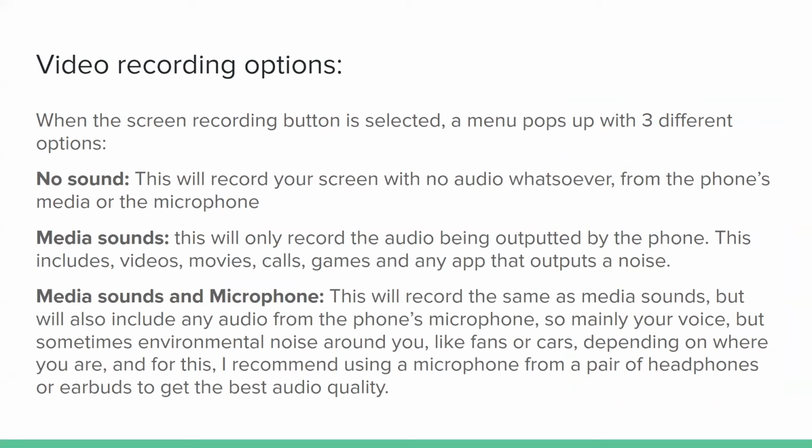There is media sounds, which will only record what your phone is outputting. So if you're watching a video, it'll only give the audio of that video. It won't give your microphone or anything. But there is also media sounds and microphone. And this allows you to record the media sounds, so like a video or a game, and the microphone on your phone. But sometimes if your microphone is very sensitive, it'll pick up the sounds of fans or cars or whatever is around you. So I do recommend using a headphone or earbud like microphone for the best sound quality.